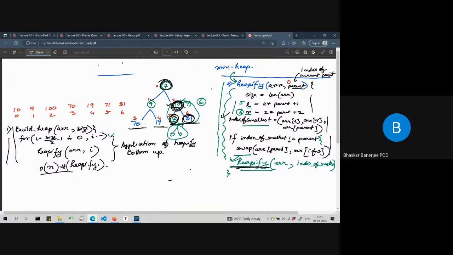Order of log n, exactly. Log n, because we are doing it till the height, in proportion to the height. So heapify is order of log n. Actually, I should write order of height, which is basically order of log n. Fine. So that means build heap would take order of n into log n. So it is n log n?